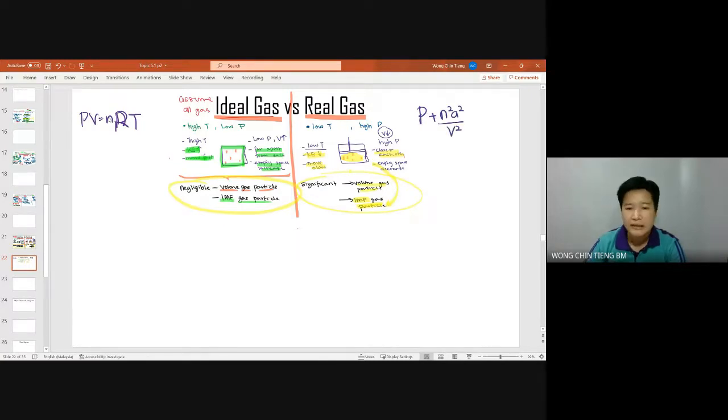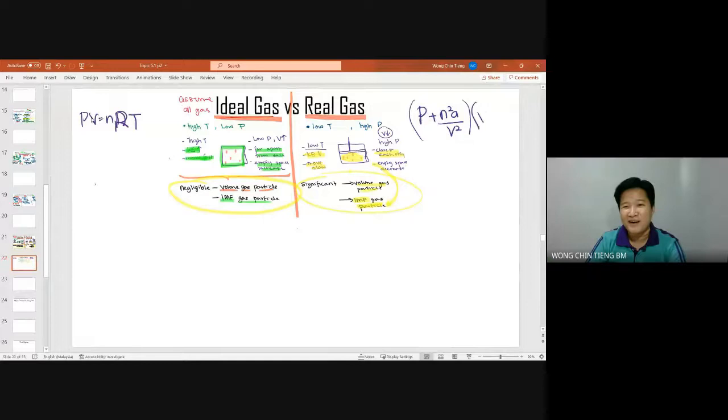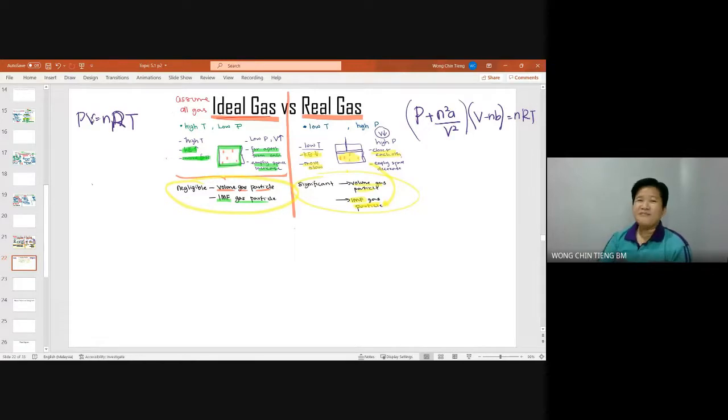Betul ke? Saya tak ingat lah. Correct me if I'm wrong. A tak ada square kan? Tak ada square, tak ingat. Tu aku tanya. Jangan marah Miss, takut. Equals nRT. Okay. Alright. Bincang one by one.